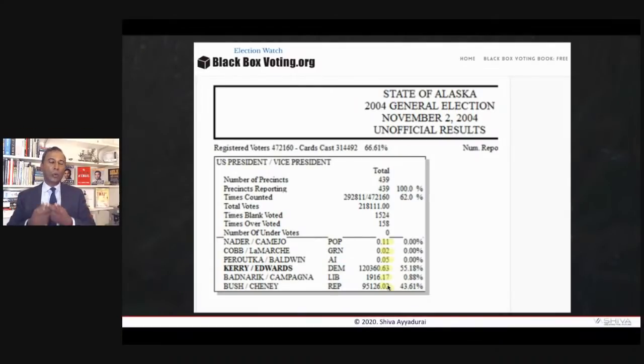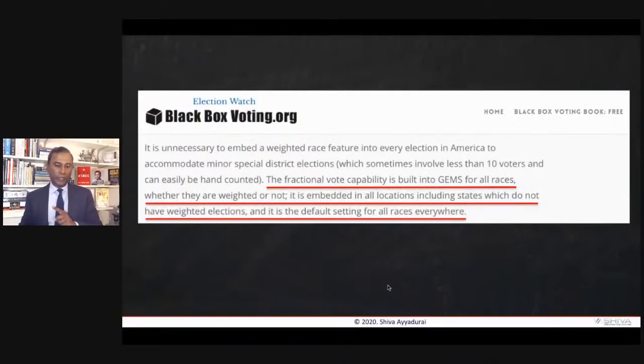Why is that? Why are the votes not stored as integers? Because the weighted race option is always turned on. Look at this. It is unnecessary, this is Benny's conclusion, to embed a weighted race feature into every election system in America, Benny and Bev, to accommodate minor special district elections. The fractional vote capabilities are built into GEMS for all races, whether they're weighted or not. It is embedded in all locations, including states which do not have weighted elections, and it is a default setting for all races everywhere. Okay? Let that absorb. It's not one person, one vote. It's one person to some decimal vote. This is in every voting system in the United States that does electronic voting.